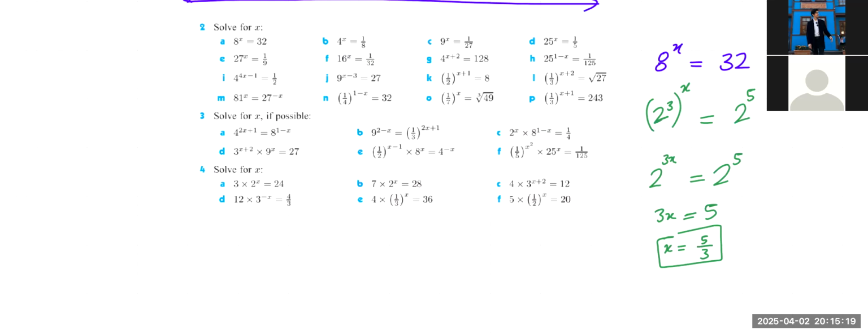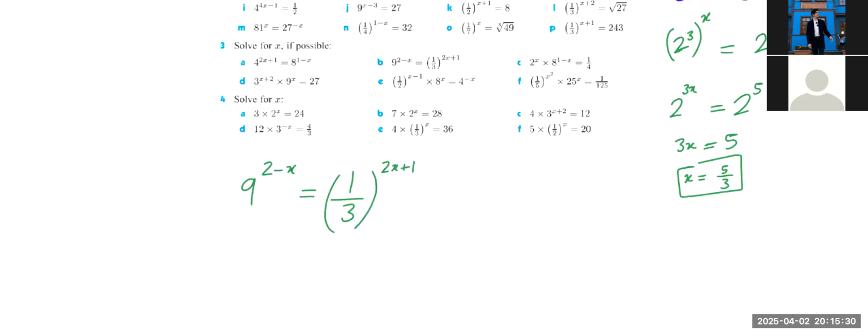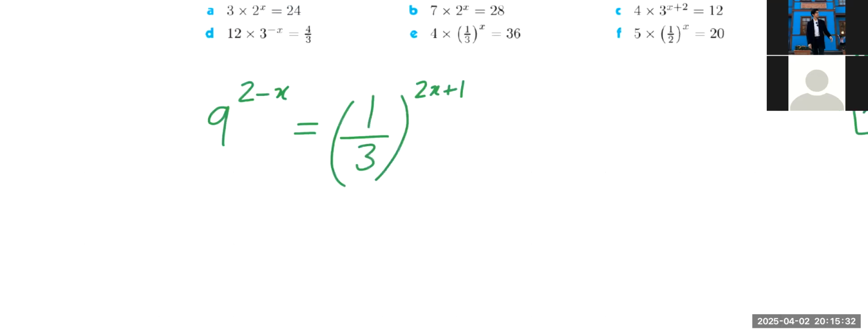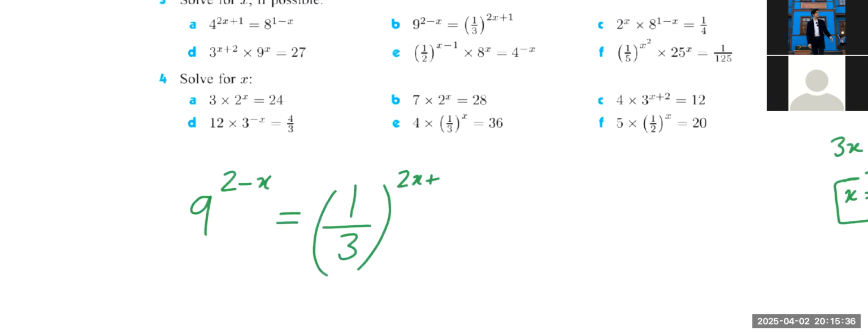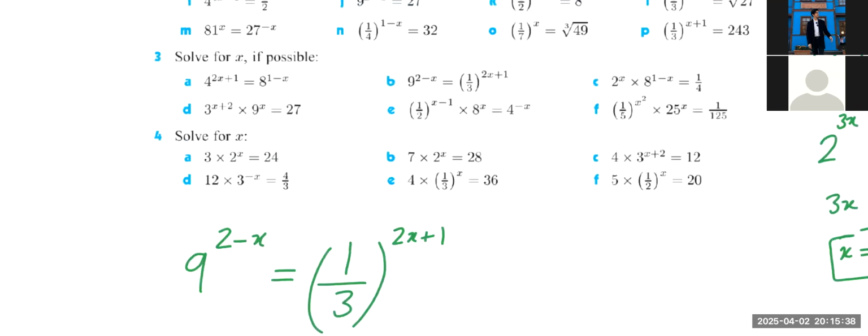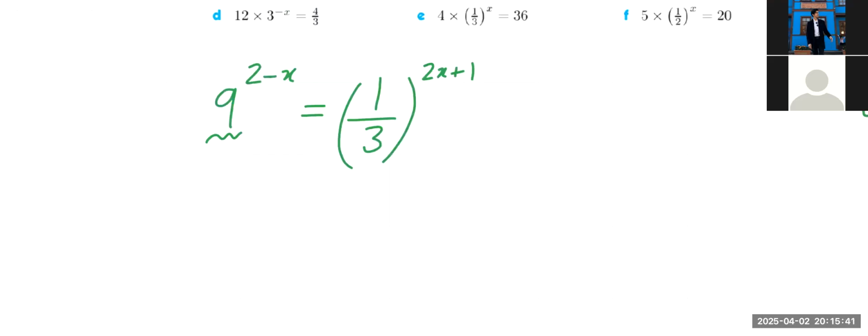So let's look at 9 to the power of 2 minus x equals 1 over 3 to the power of 2x plus 1. Now, we need to convert both of the bases to the same number somehow. Okay. So is there any power of something that can be made into a 9 and a 1 over 3 at the same time?